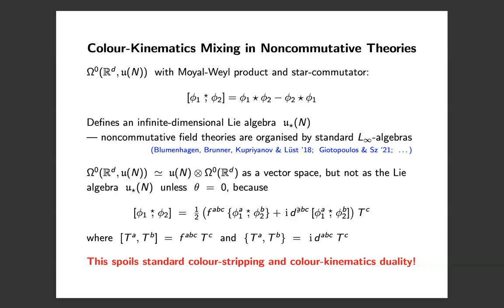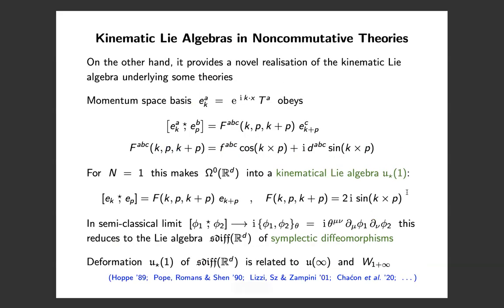So this spoils color stripping. We can't just strip color from it. And hence the notion of color-kinematics duality at first glance doesn't seem to make much sense in these non-commutative theories. So that's this problem. That was the question I meant: what do we mean by color-kinematics duality?